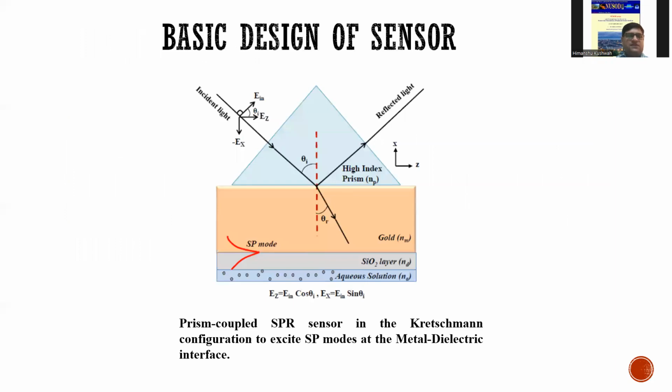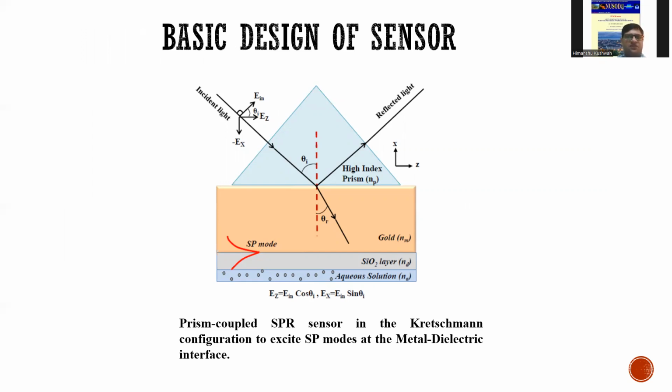So this is the figure. This figure shows the typical SPR sensor in the Kretschmann configuration. Here NP, NM, ND, and NA are the effective indices of prism, metal, affinity layer, and the aqueous medium, the analyte containing the biomolecules to be sensed, respectively.